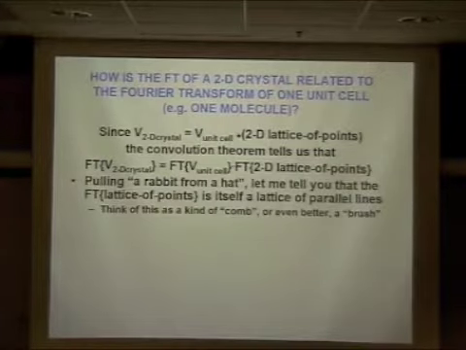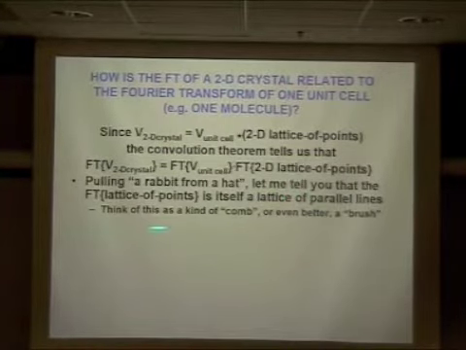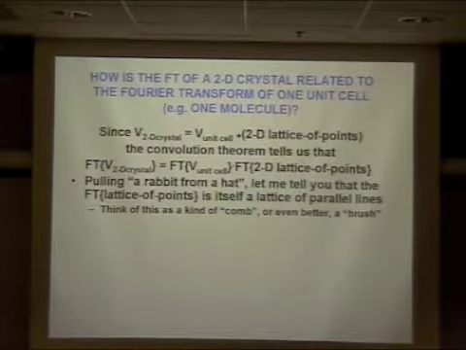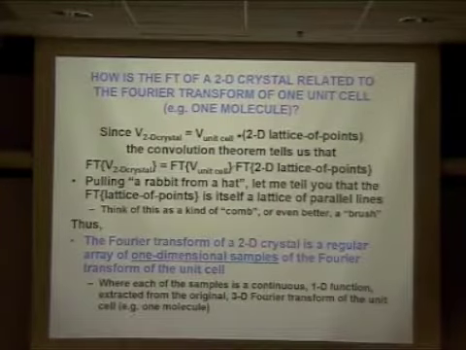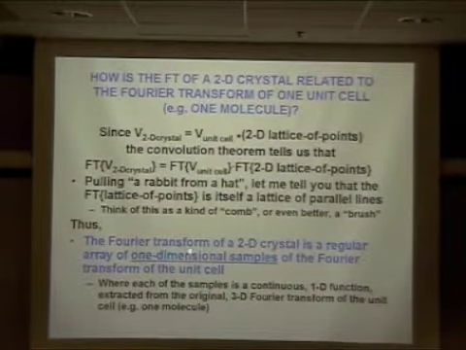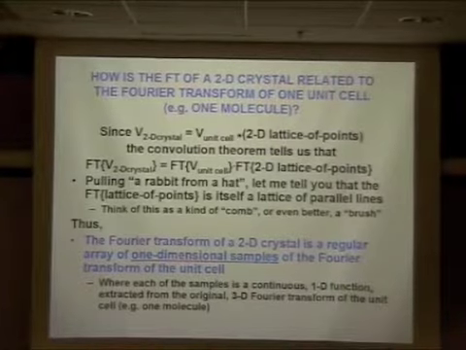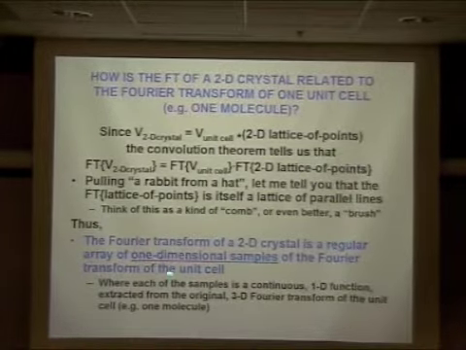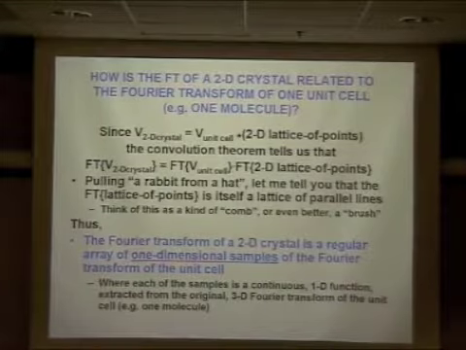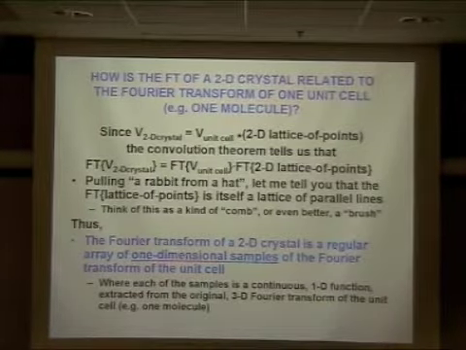So think of this lattice of parallel lines as a comb, or better, a brush. Lots of parallel lines. And the Fourier transform of a two-dimensional protein crystal is a regular, repeating array of what I call one-dimensional samples.